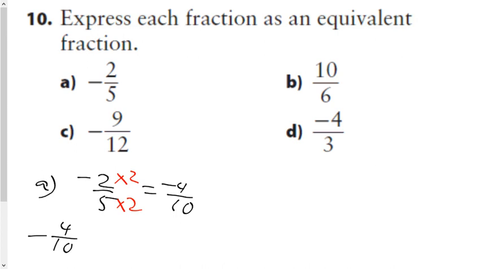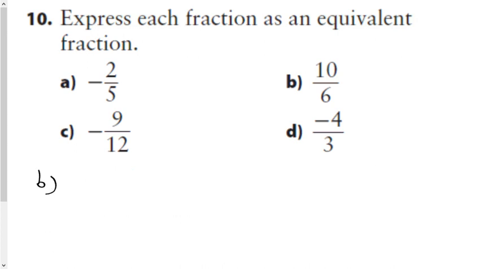You could have negative 6/15. You could have negative 20/50. You could have negative 200/500, etc., etc. The second question, B, gives you the improper fraction of 10/6, or the ratio between 10 and 6.